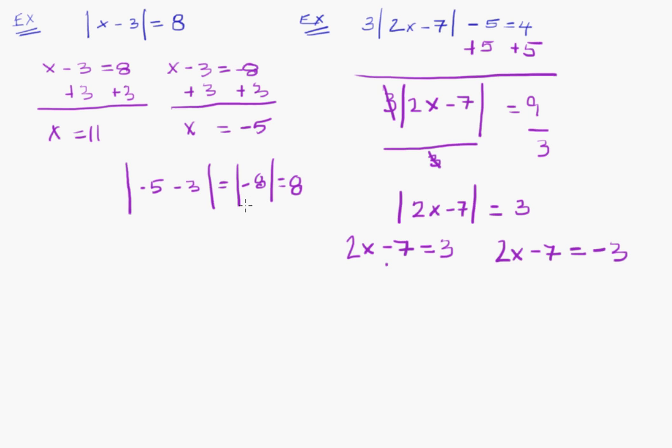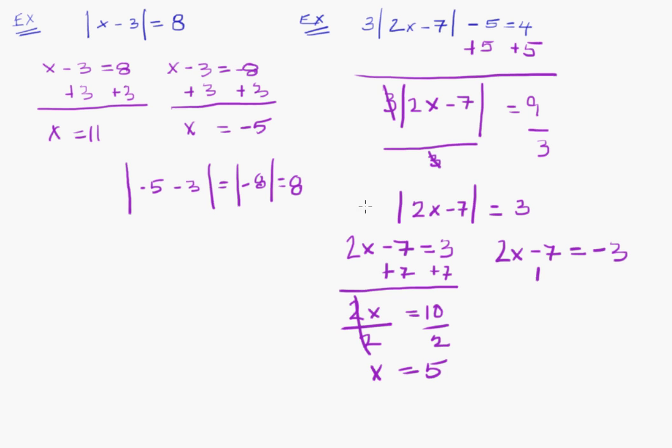Okay, so now I solve each side. So I add 7. Sorry about my handwriting. This is a weird instrument I do this with. So I'm left with 2x equal to 10. I would divide by 2. And so x is 5 after we divide by 2.